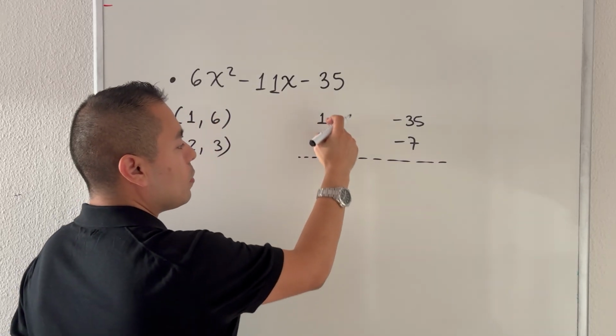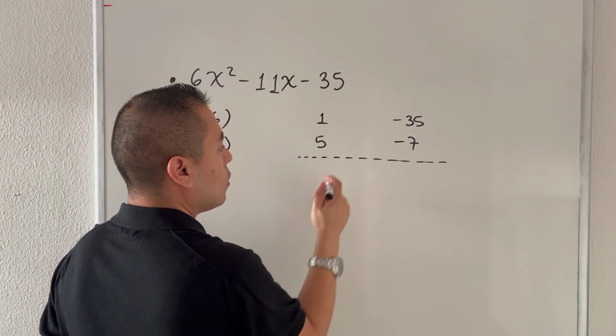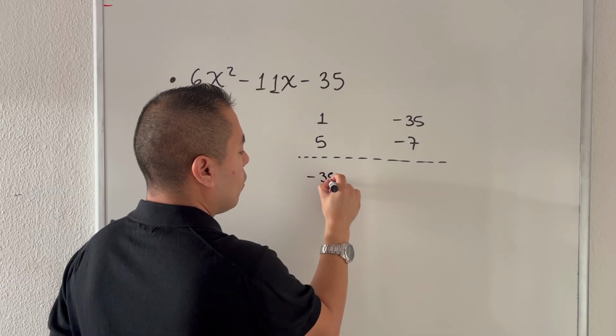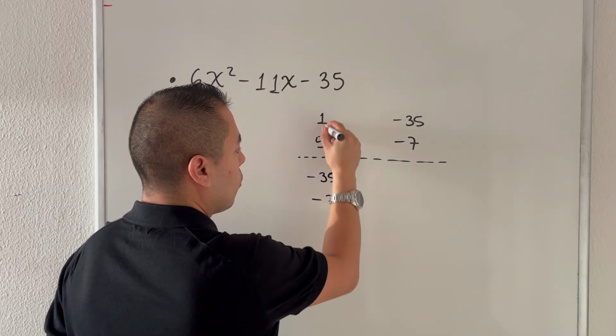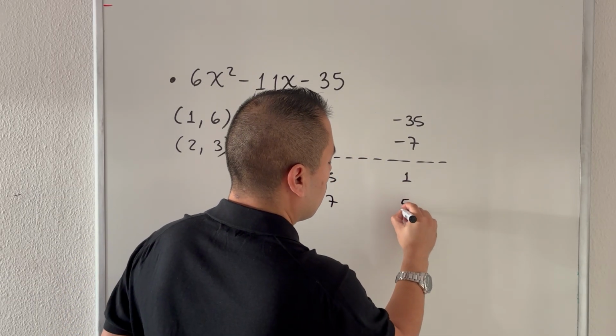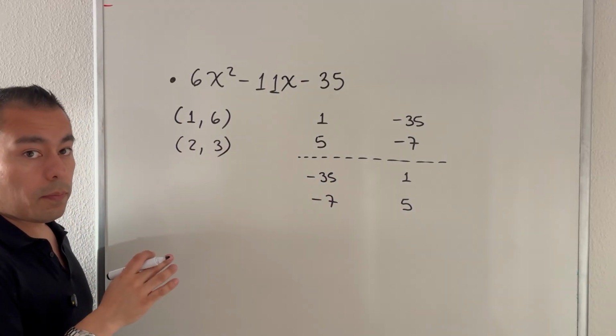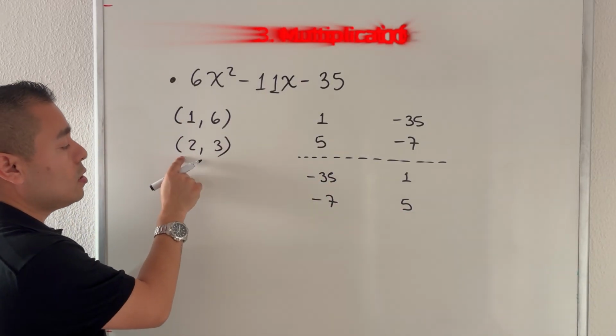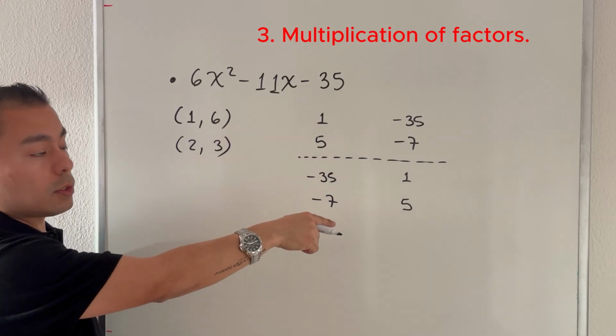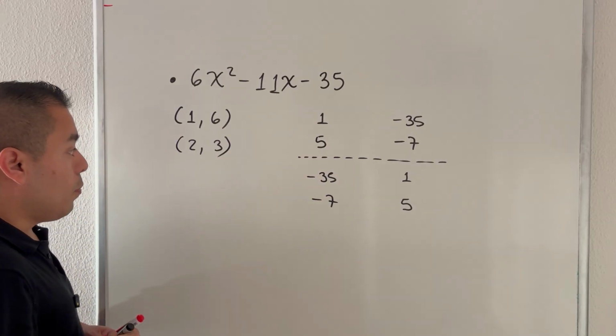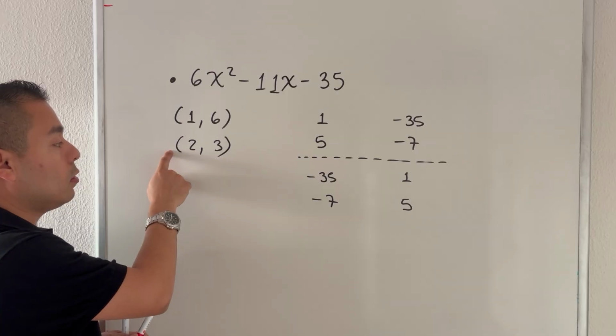Then I will write these numbers at the bottom and here: 6, 3 on one side, and minus 35, minus 7 on the other, and 1 and 5, 1 and 5. Then the next step will be to multiply these factors over here with these two columns, okay? I personally always start with the one in the bottom.